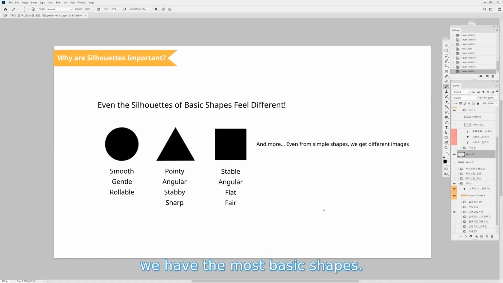Here, we have the most basic shapes: a circle, a triangle, and a square. Circles feel smooth, gentle, and rollable. Triangles feel pointy, angular, and sharp. Squares feel stable. They also feel angular, but they're 90 degrees. They're flat and stable, and as you see, even from simple shapes, we get different images.